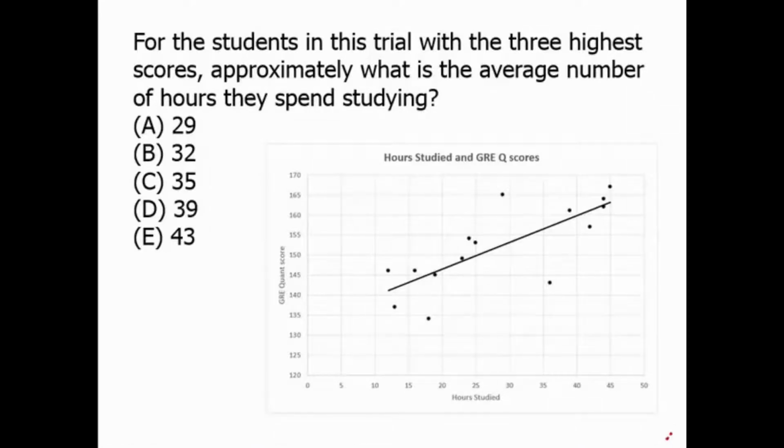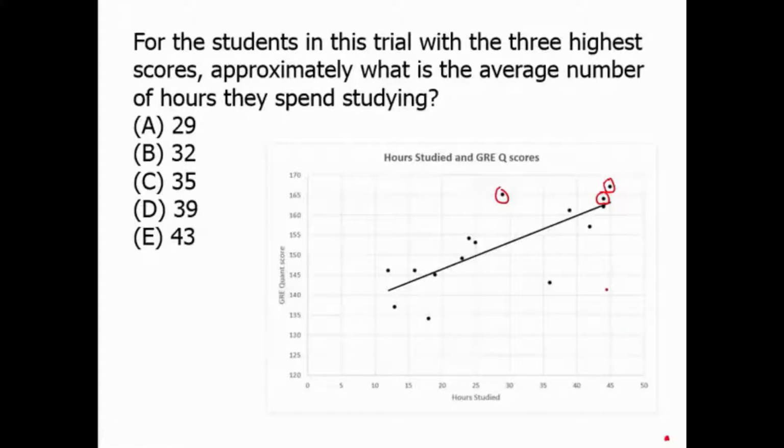For the students in this trial with the 3 highest scores, approximately what is the average number of hours they spent studying? And so that would be this one, the very highest, this one, the second highest, and then this one, the third highest. Those are the 3 highest scores. And how much time did they spend studying?